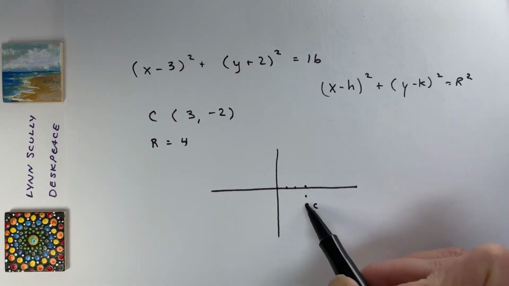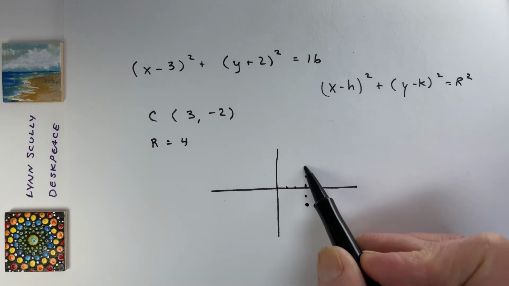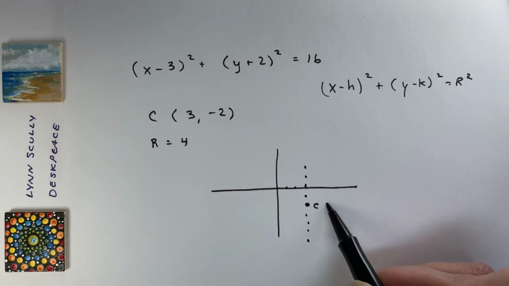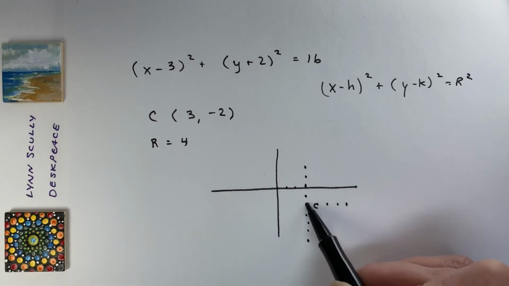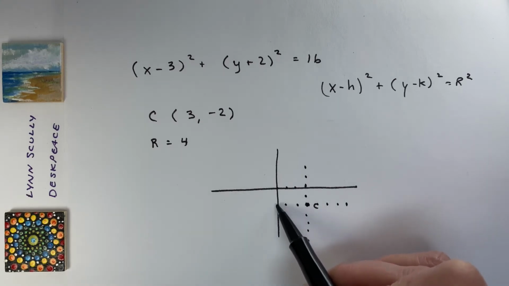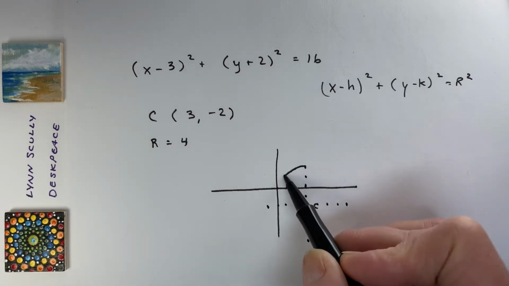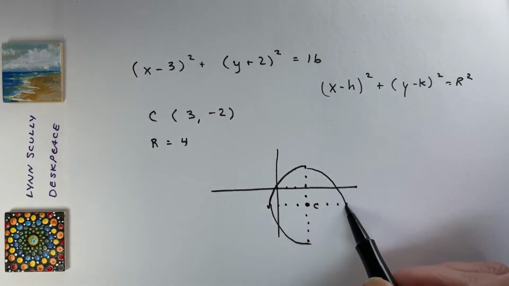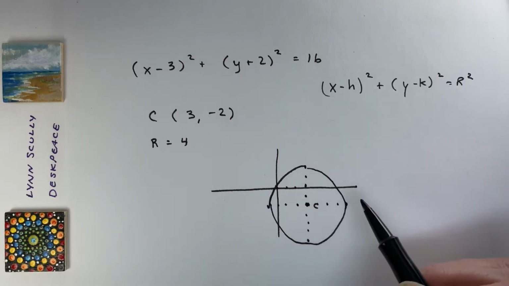Go to the center. I go 1, 2, 3, 4. Again, 1, 2, 3, 4. That was down. Now right. 1, 2, 3, 4, and left. 1, 2, 3, 4. That's all I need. And then I just really quick draw my circle, and I'm done.